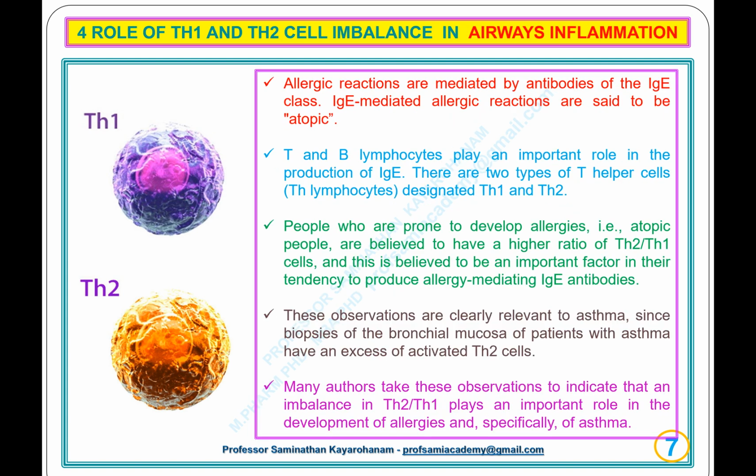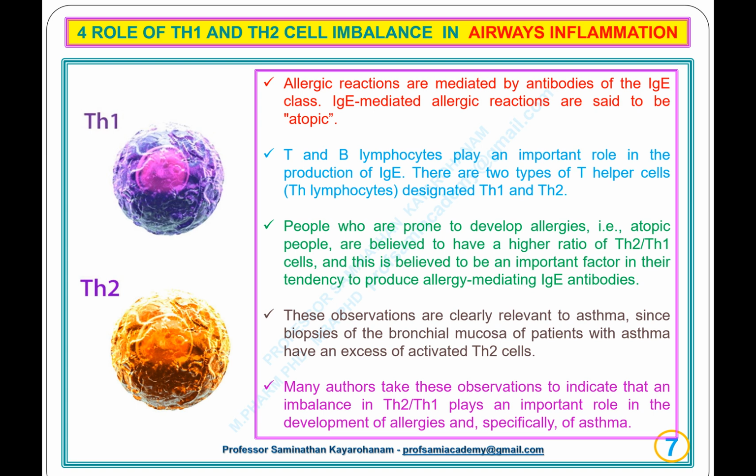Next slide, 4. Role of Th1 and Th2 cell imbalance in airways inflammation. Allergic reactions are mediated by antibodies of the IgE class. IgE-mediated allergic reactions are said to be atopic. T and B lymphocytes play an important role in the production of IgE. There are two types of T helper cells, Th lymphocytes, designated Th1 and Th2.